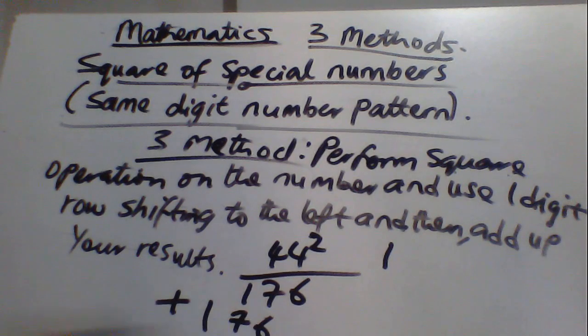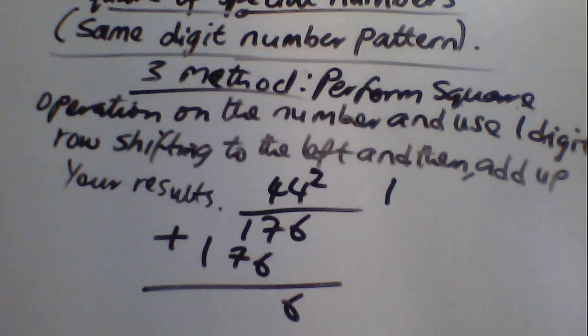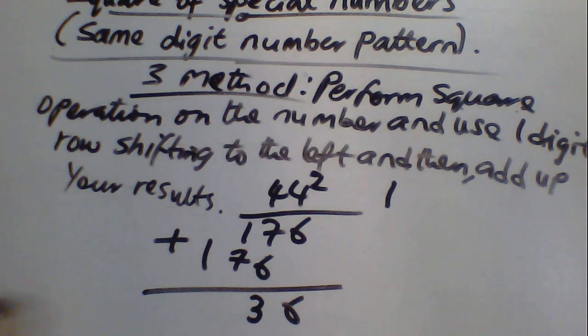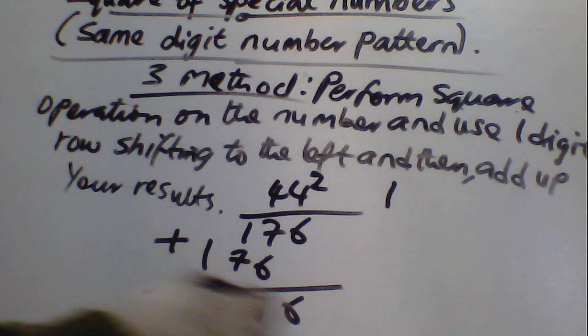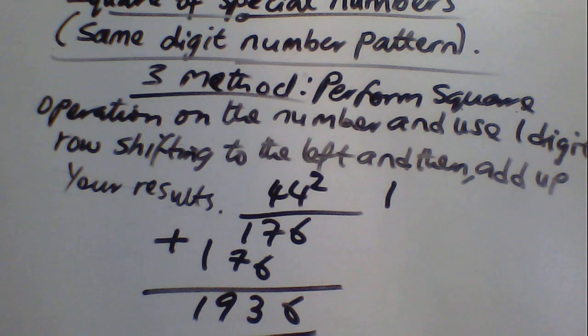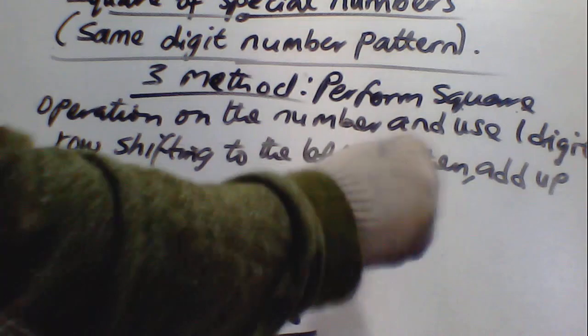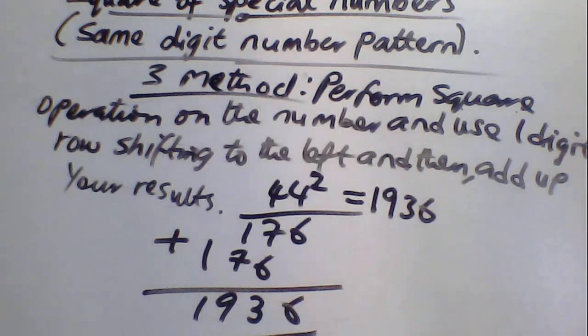This gives us 6. This gives us 6. 7 plus 6 gives us 13. I write 3, carry 1. 1 plus 7 is 8, plus 1 is 9. Then write 1. So that is it. The square of 44 is equal to 1936.